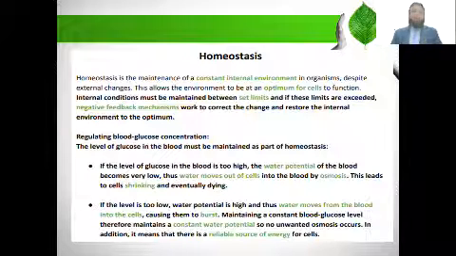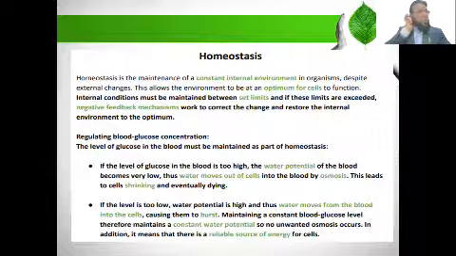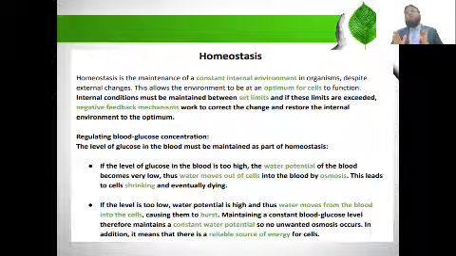In the same way, when we are hungry, or when we do not take food for a long time, the level of sugar goes down. In this way, the pancreas secretes glucagon, which converts glycogen into glucose. So this is how the level of sugar is maintained. This maintenance of sugar we call homeostasis.